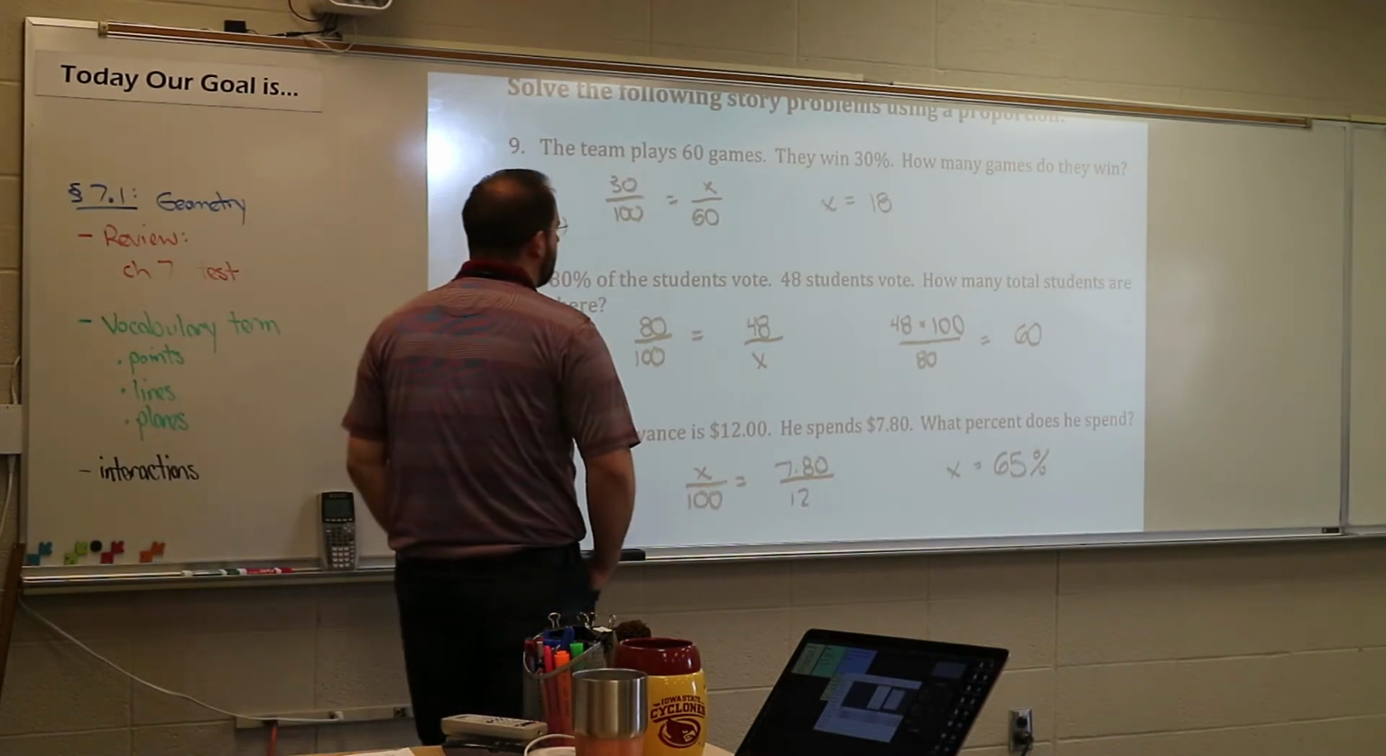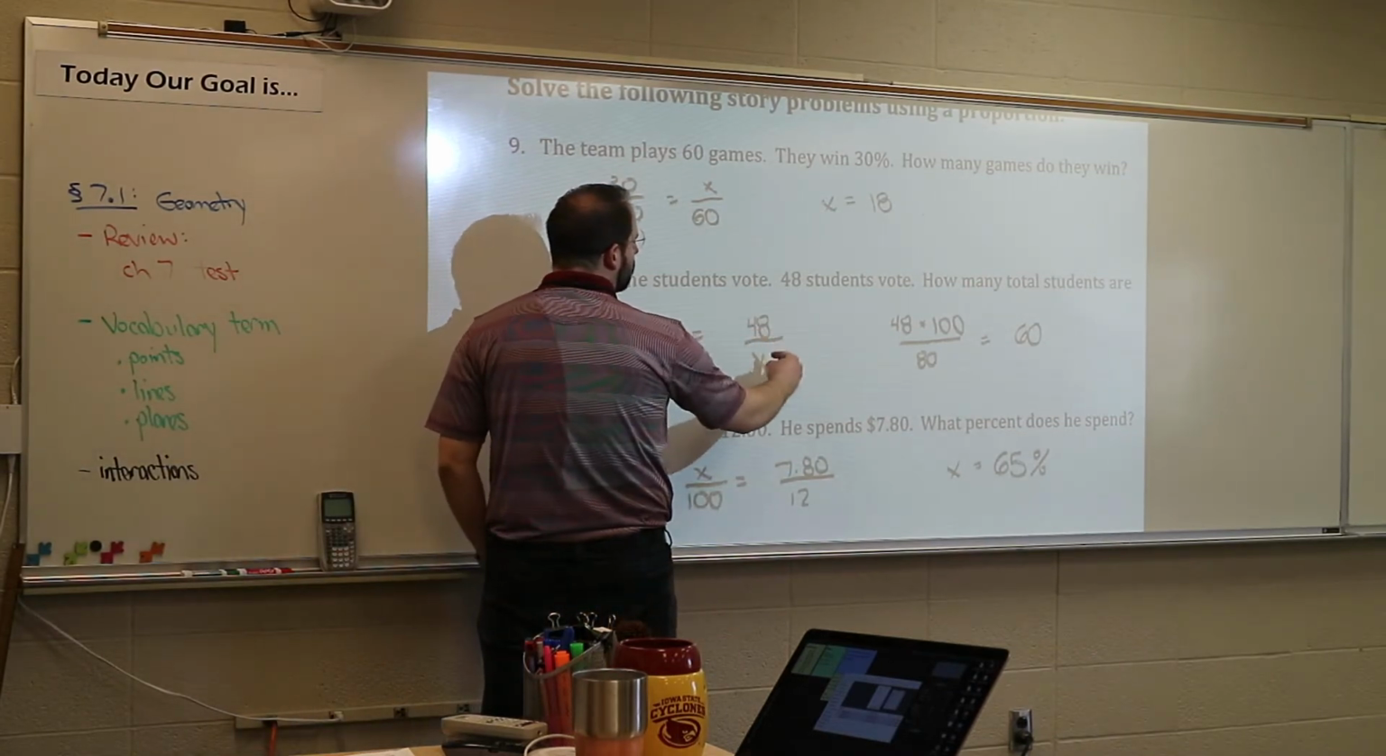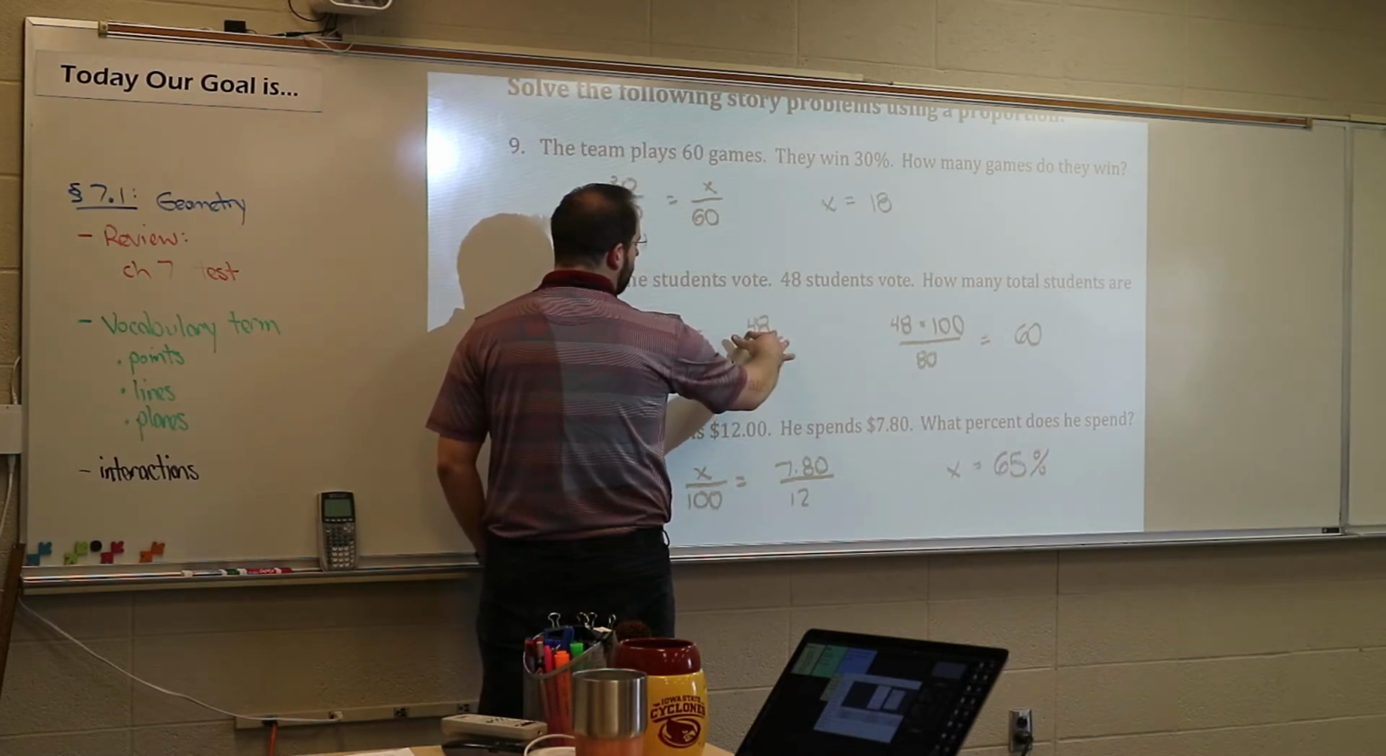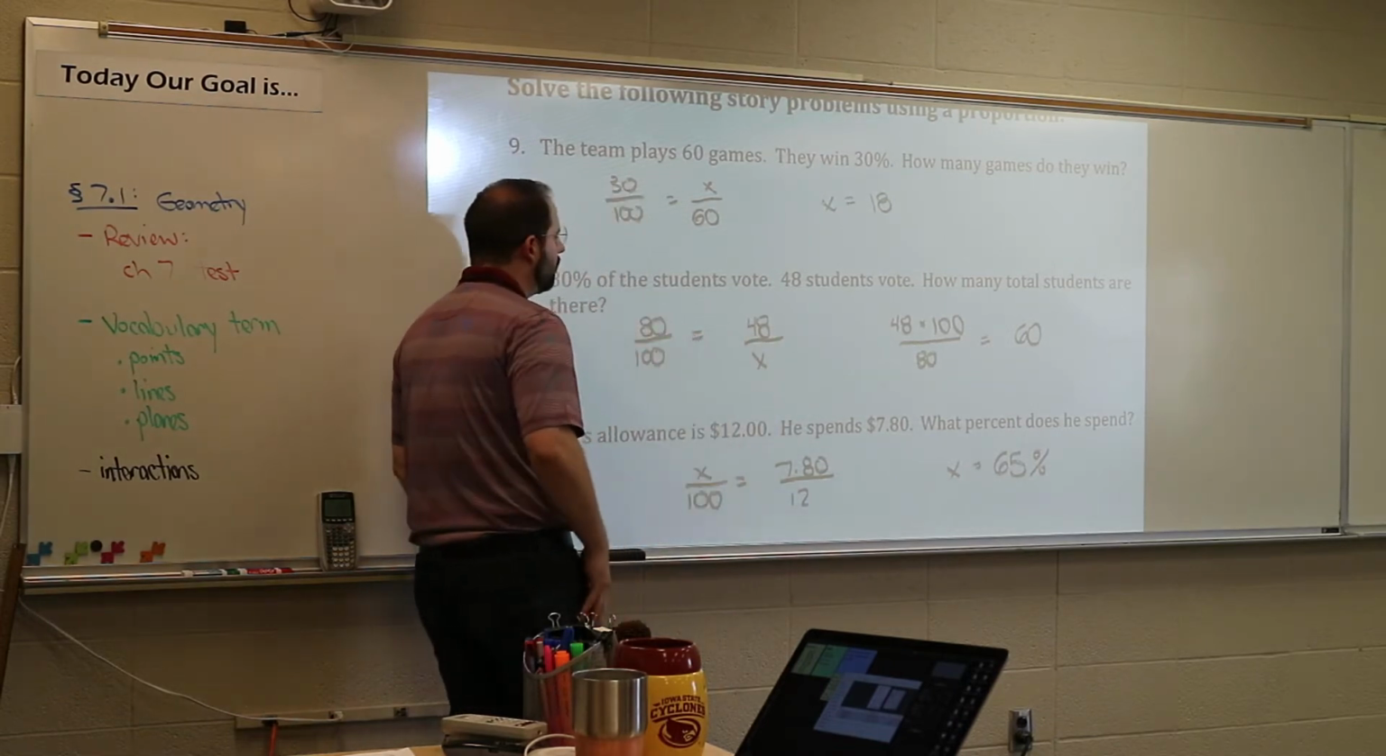80% of students voted. We had 48 students vote. I'm looking for total kids, because obviously you can't get 100% of kids voting. So you had to figure that out. So you cross multiply and divide.